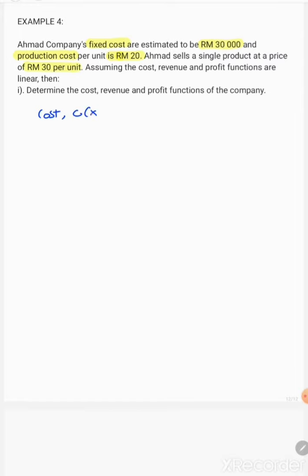Cost, Cx, is equal to the formula Cx plus F. Remember, C is the variable cost. The variable cost in the question here is 20 per unit, multiplied by the quantity, plus the fixed cost we have here, 30,000. This is the function for the cost.